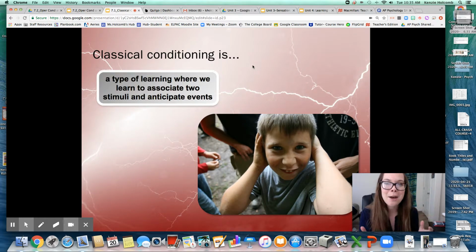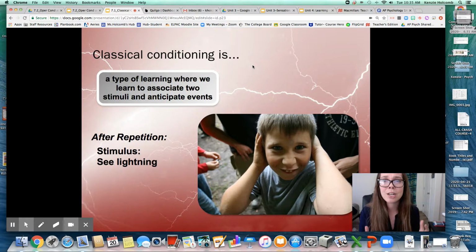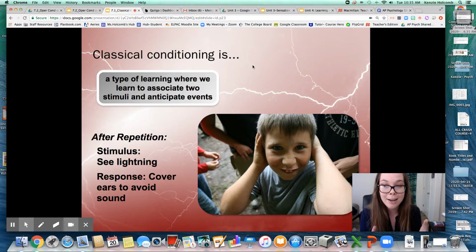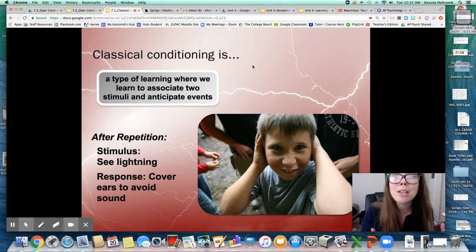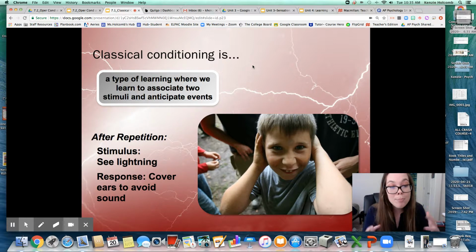So classical conditioning is where we learn to associate two events similar in time. After repetition of seeing stimulus 1, the lightning, our response starts to associate with what we know comes next, which is thunder. So we cover our ears to avoid the sound. Over repetition, we start to associate two stimuli together. The main example is we see lightning, we're ready to hear thunder.